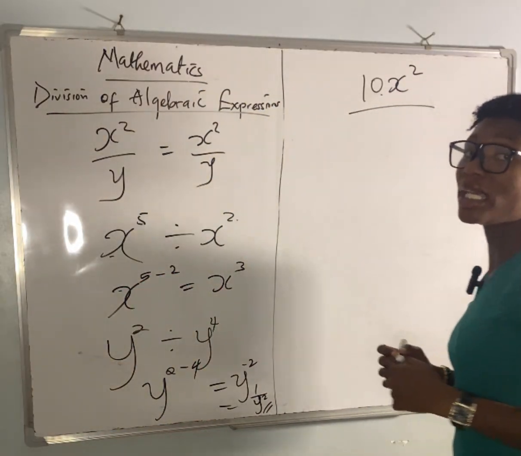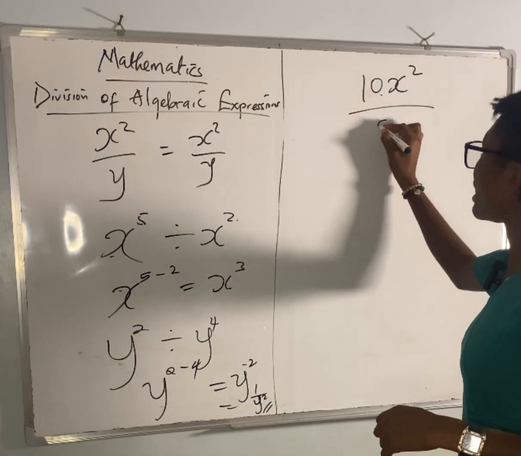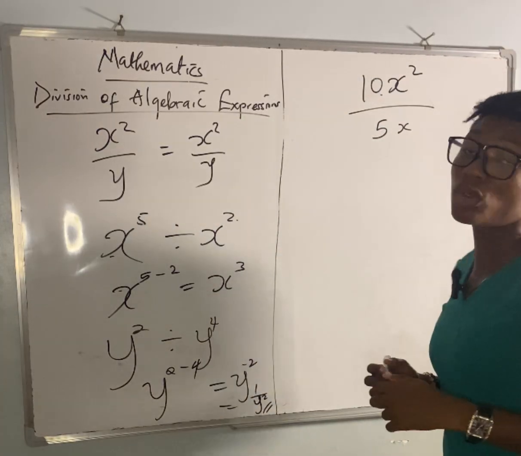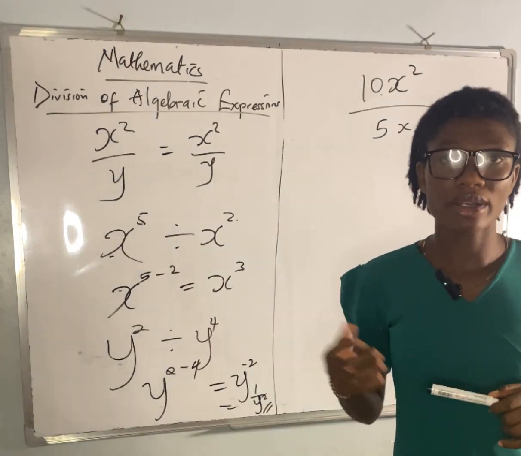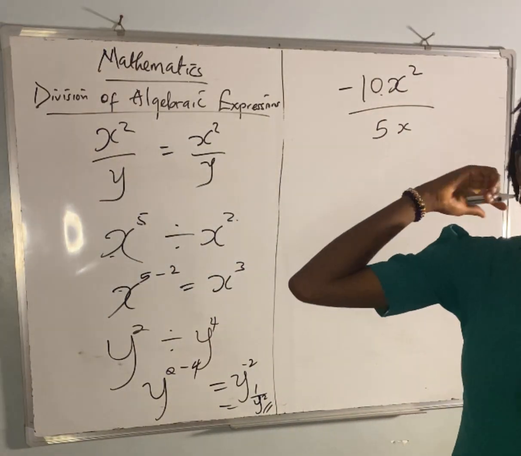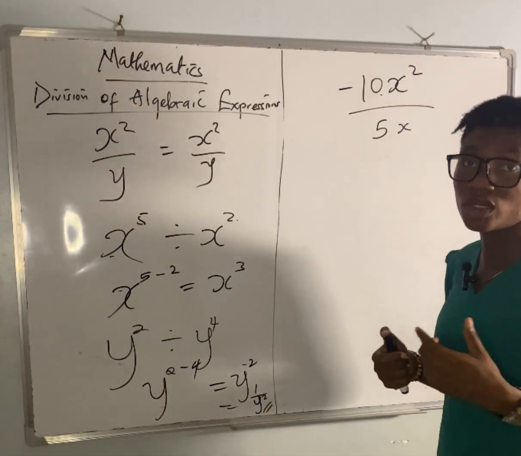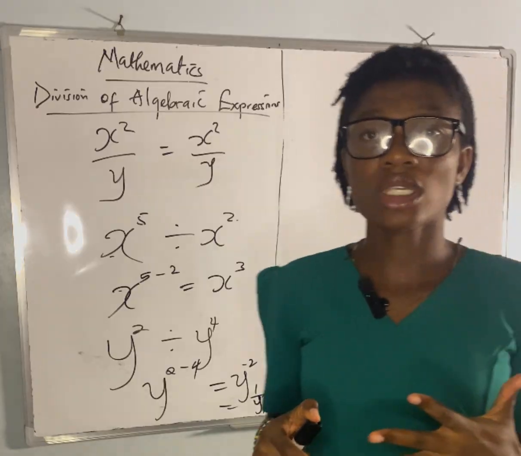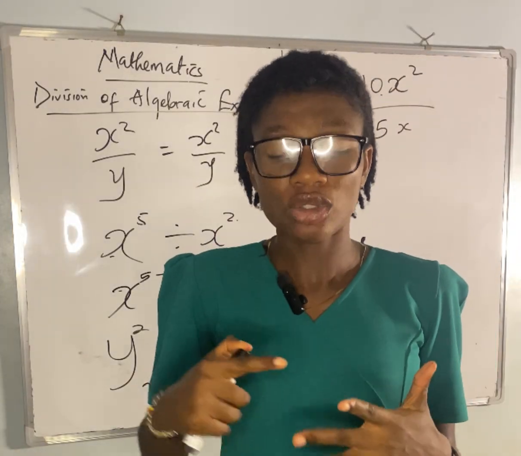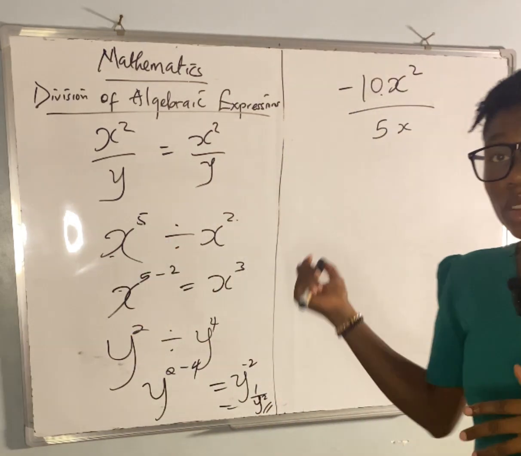Now we have 10x squared, and we are dividing by 5x. We want to take this a step further. Now, I want to add signs so that we know that division also involves signs, please. In the same way we did multiplication, division also involves signs. So signs will divide signs, the numbers will divide numbers, then the variables will divide the variables. That's another simple method.